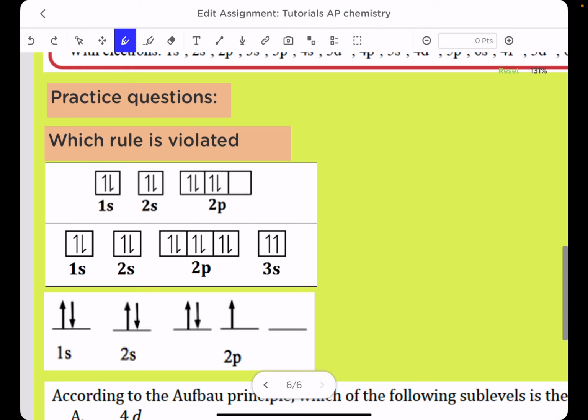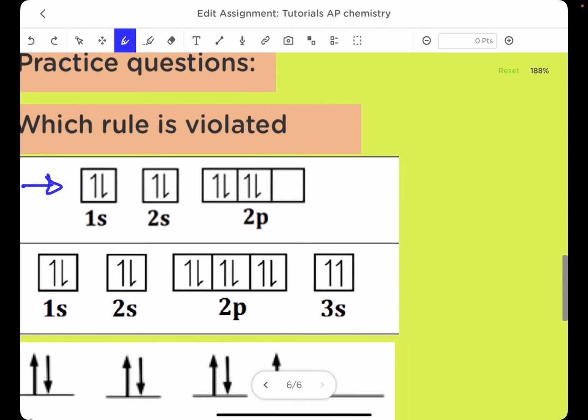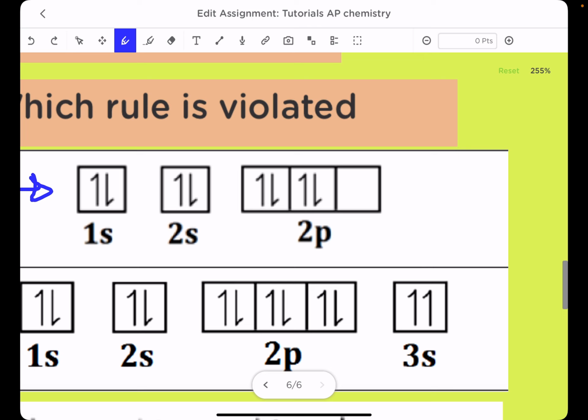Now, before we end this video, I'm just going to give you some questions. Which rule is violated over here? Let's look at this diagram. There's nothing wrong with the 1s. There's nothing wrong with the 2s. But what's wrong with this one? And which rule is it violating?